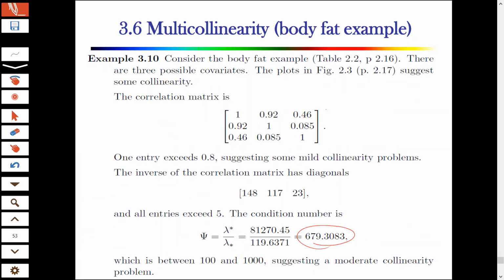And the other way, we can calculate the correlation matrix. If any of the correlations is greater than 0.8, as this one is, that means x1 and x2 are highly correlated, and so we got multicollinearity here. And the other thing is that we can calculate the inverse of the correlation matrix. So we can get the correlation matrix first and then its inverse, and check whether any of these values are greater than 5.